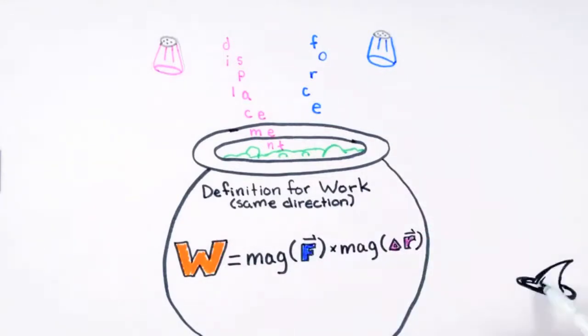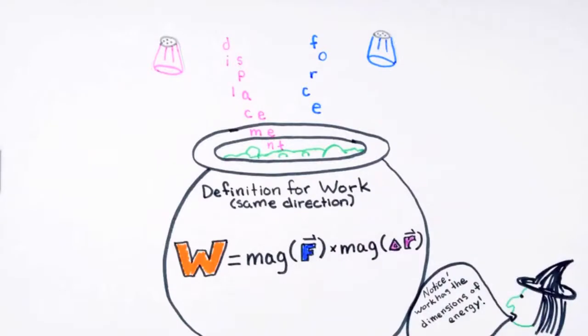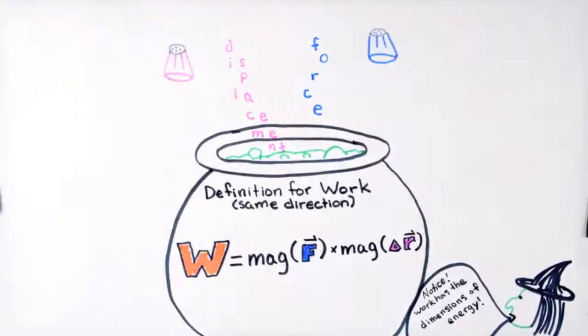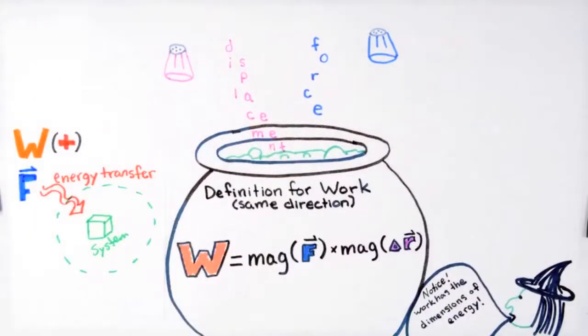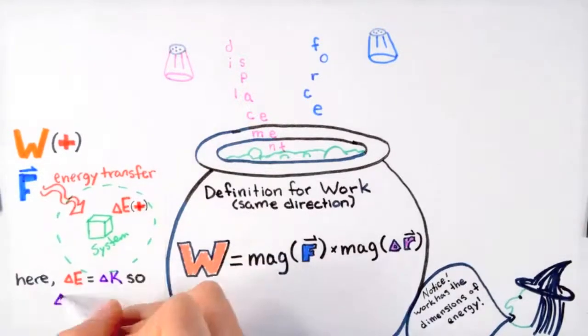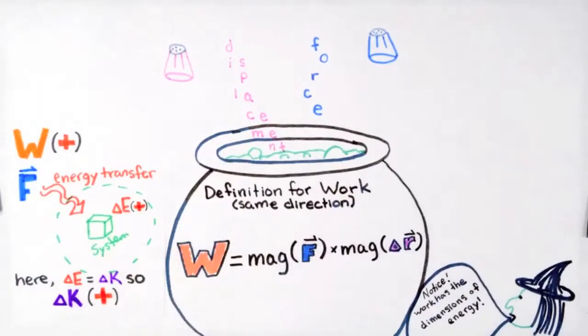We see that this expression has the dimensions of energy, so that's consistent. This expression also makes physical sense in this example. The work here is positive, meaning the force is transferring energy into the system from the surroundings. Thus, the system energy increases. Delta E is positive, which, for this specific case, means the system speeds up. The change in kinetic energy is positive.